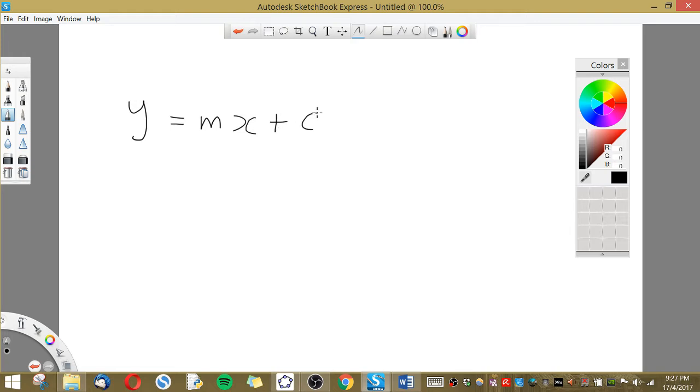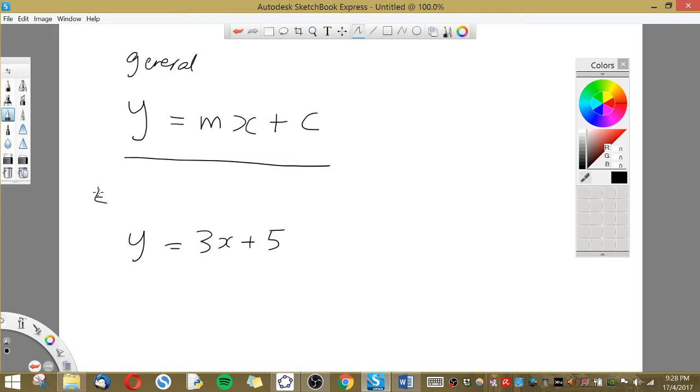Now let me break it down for you. This is the general formula. Let me give you a few examples of how it looks. There's this line here, y equals 3x plus 5. This is a more specific example. Maybe another example would be y equals 4x minus 6, let's just say. This too is a specific equation of a line.